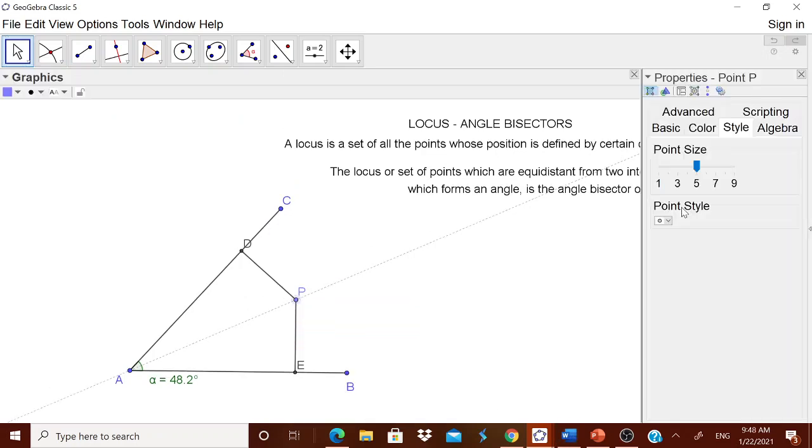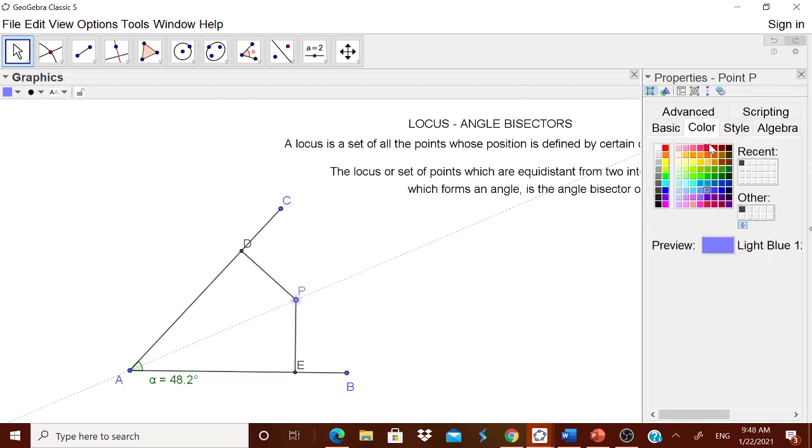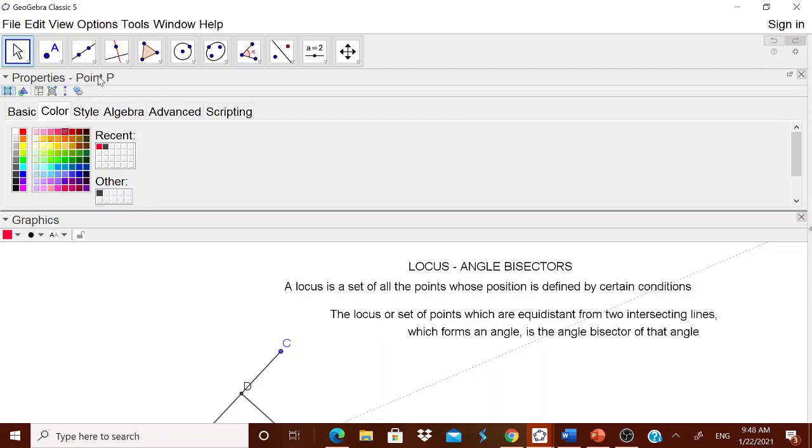P, you just go to the object properties. Point size you can have it as 6 or something. In the color you can have it as red.